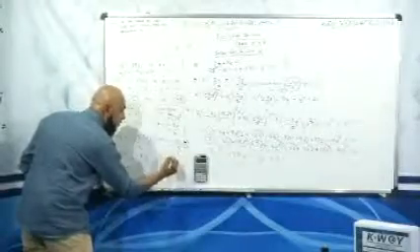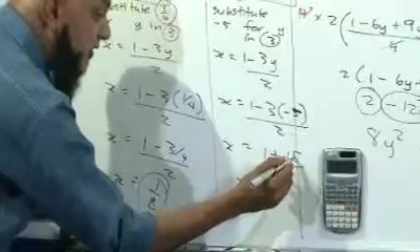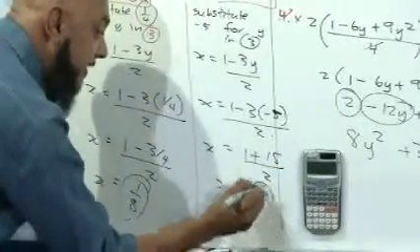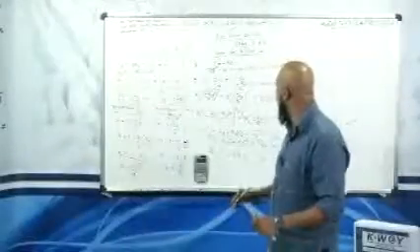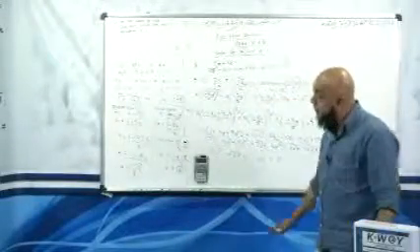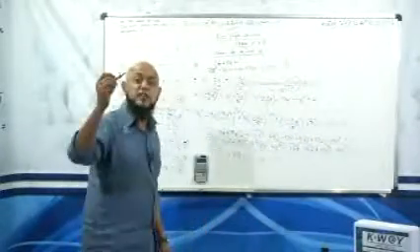X is equal to 1 plus 15 over 2. X is equal to 1 plus 15 is 16. 16 over 2 is 8. There we go, guys. We've solved for x and we've solved for y. Yes, it's a big problem. Yes, it might take an entire page for you to answer it, but you've got to do it.